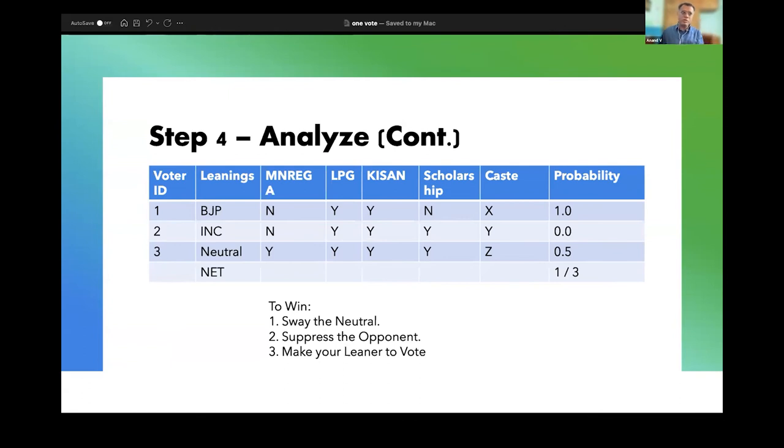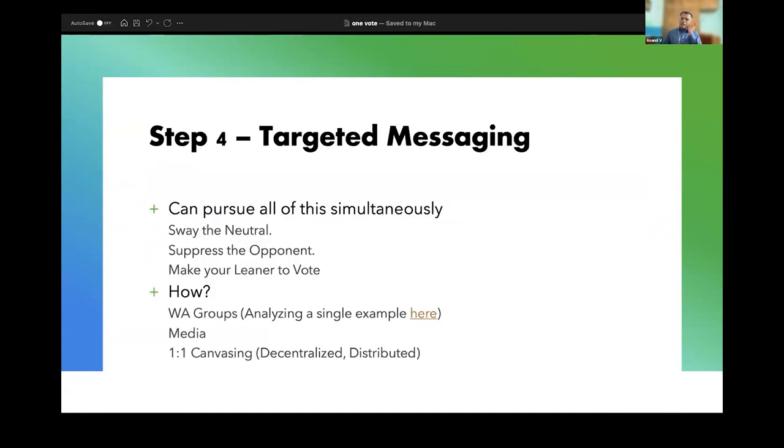So if you find a whole bunch of farmers or a whole bunch of people pretty unhappy with you six months before the elections, when you're running ground polls, you can always announce a direct subsidy for that kind of people. The fact that you haven't done it so far doesn't mean anything, but I actually expect these things to be much more operational going forward because of the change in the voter ID linking, right? And then the beauty of targeted messaging is that you can pursue all of this simultaneously: sway the neutral, suppress the opponent, make a leaner vote. How? The magic in India has always been WhatsApp groups.